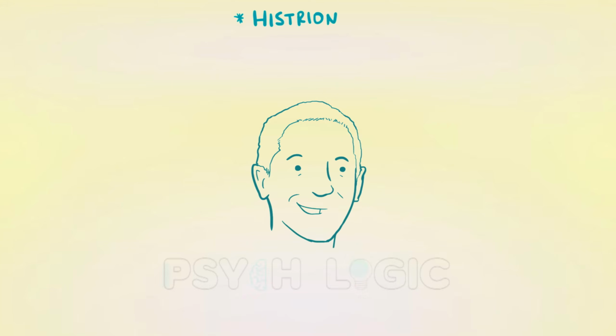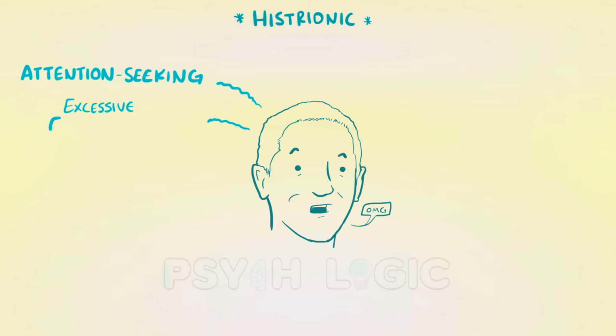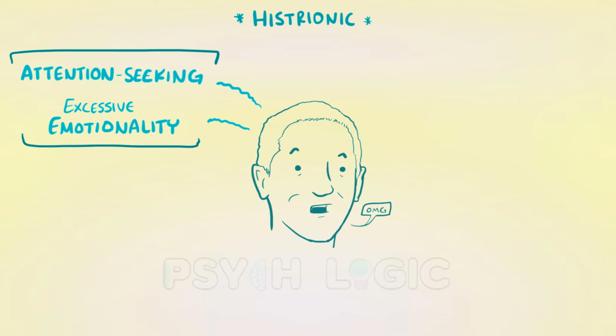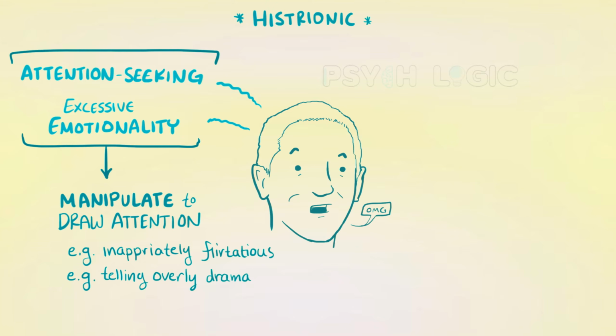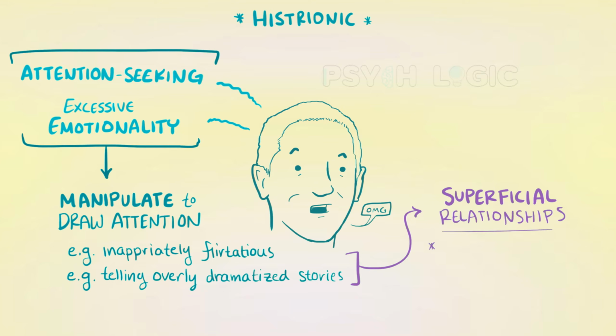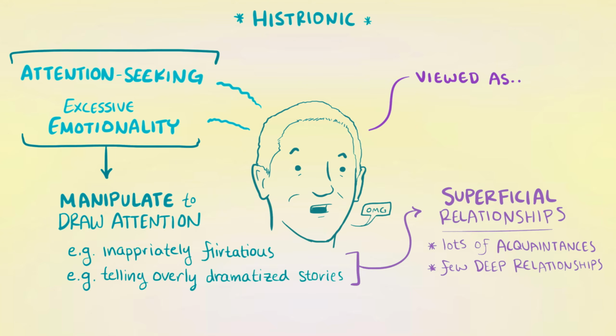Next, there's Histrionic Personality Disorder, where the key feature is attention-seeking and excessive emotionality, which sometimes leads them to manipulate a situation to draw more attention to themselves. For example, they might act inappropriately flirtatious or tell overly dramatized stories to remain the center of attention. These behaviors result in superficial relationships with lots of acquaintances, but few, if any, deep connections with good friends, because people tend to view them as shallow, flighty, and egocentric.